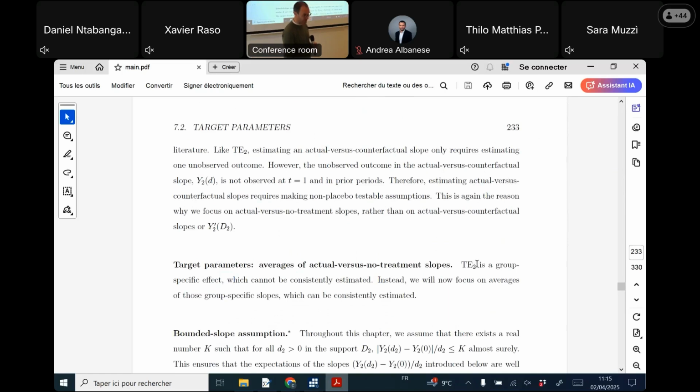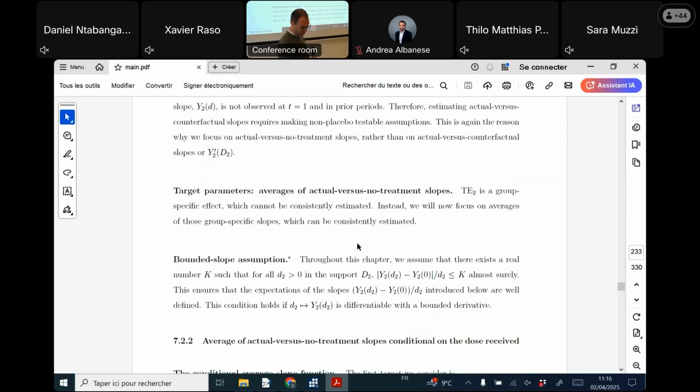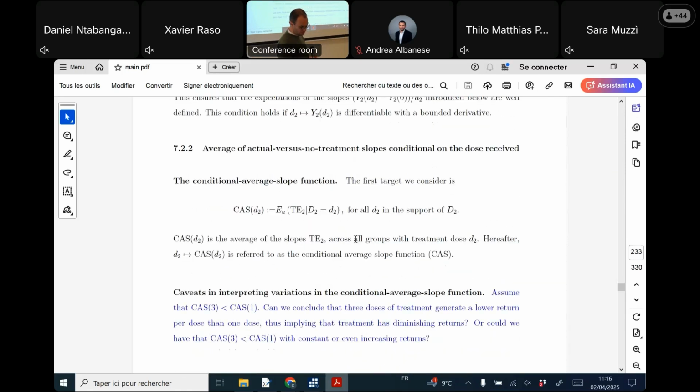Okay, and of course, we've already said that those effects are extremely disaggregated effects that only apply to one group, so we can't consistently estimate them, and instead we're going to consider more aggregated parameters, averages. And so we're going to be considering three different types of averages. One is going to be a little bit less aggregated, and the other two will be much more aggregated. So the less aggregated one is a functional, actually, which we're going to call the conditional average slope function. Okay, so it's the average of the slopes across all groups with a dose equal to D2.